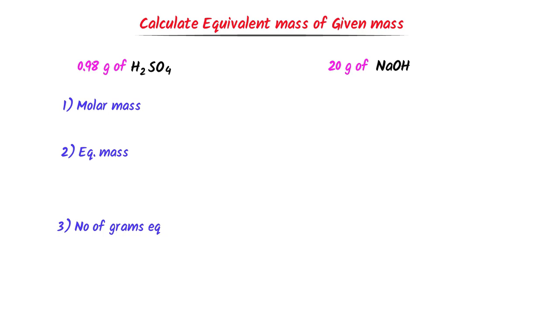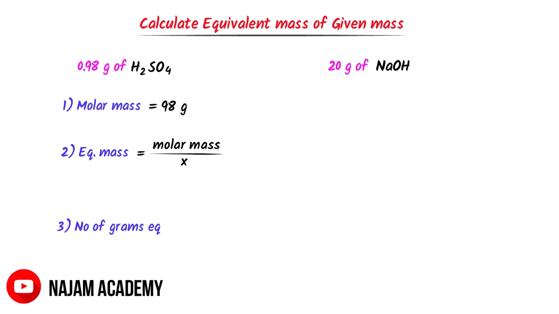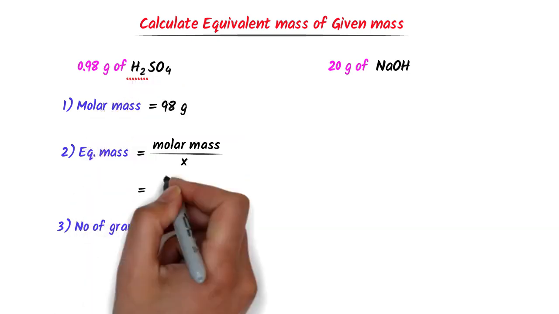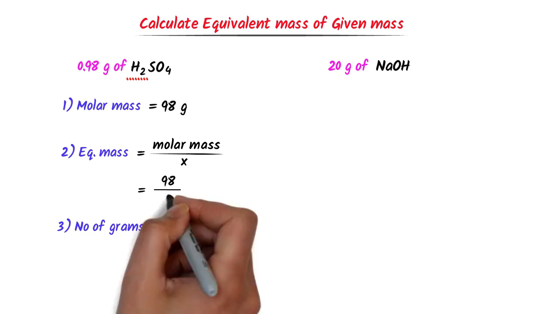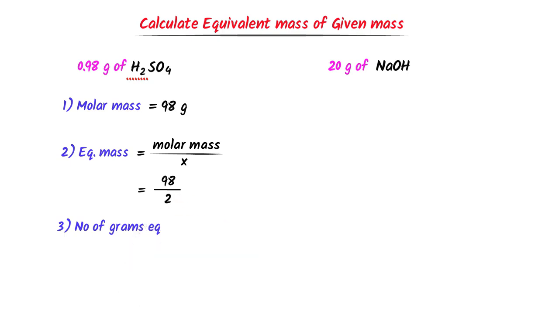We already know that the molar mass of H2SO4 is 98 gram. Secondly, we know that the formula of equivalent mass is molar mass upon X. The molar mass of H2SO4 is 98 gram. So I write here 98 gram. There are 2 ions of hydrogen, so the value of X is 2, and I write here 2. After calculation, I get 49 gram equivalent.